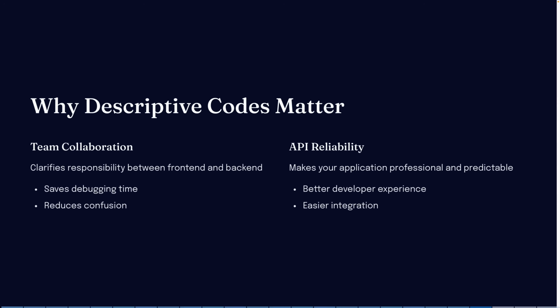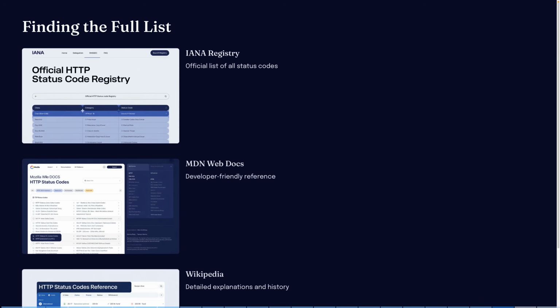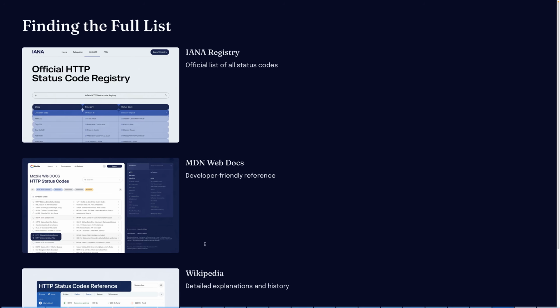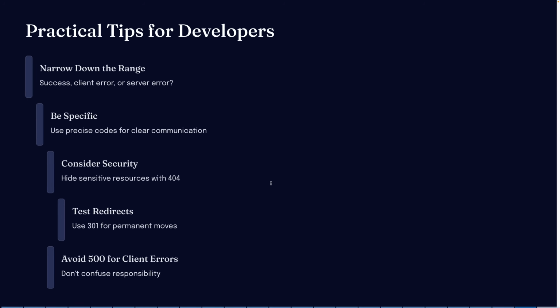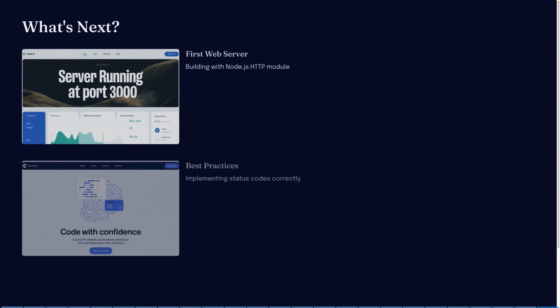Why do descriptive codes matter? Team collaboration: it clarifies responsibility between the front end and back end, saves debugging time, and reduces confusion. API reliability makes your application professional and predictable, with a better developer experience and easier integration. If you want to know more about the full list, you can go to the IANA registry and search, or MDN Web Docs, also Wikipedia. You can see all the status code details. So that is what I want to explain to you.